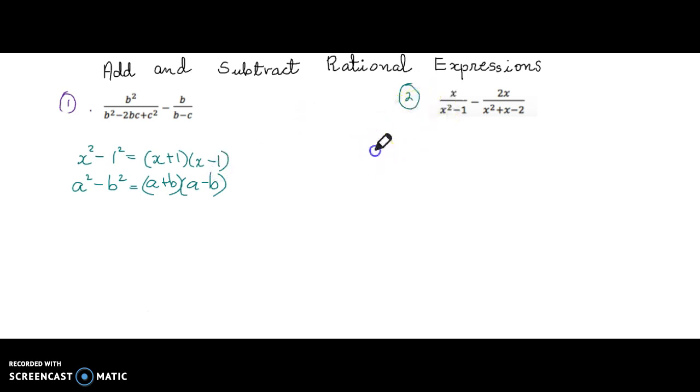So for question number 2, I'm going to write it over here. The first denominator becomes x plus 1 times x minus 1. This denominator was factored like that, minus the other fraction, 2x over. Now let's look at the next denominator over here.